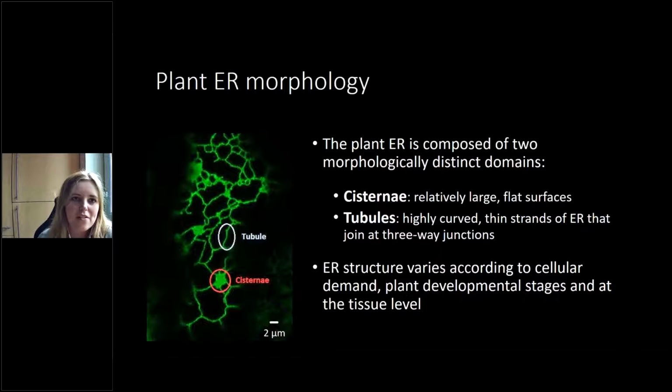So just as a bit of background to the plant ER, the plant ER is composed of two morphologically distinct domains. There are the cisternae, which are relatively large flat surfaces. You can think of them as sort of lakes that are connected by these streams, which we call tubules, that are formed of highly curved thin strands of ER that join together at three-way junctions. And one of the most interesting and exciting aspects of the plant ER for me is that it's so pleomorphic. It varies massively according to cellular demand, the developmental stage of the plant, and across tissue levels.